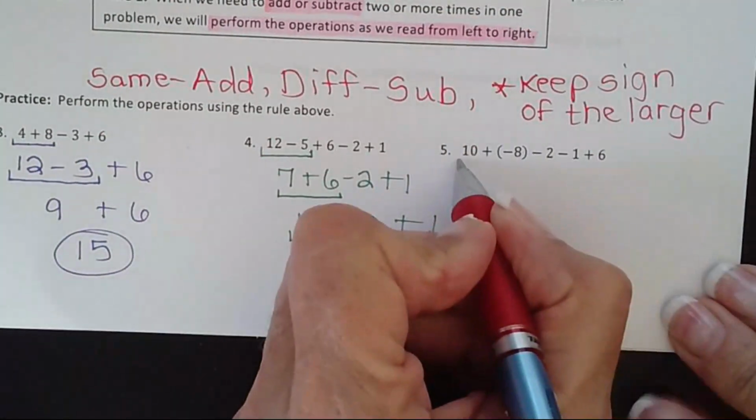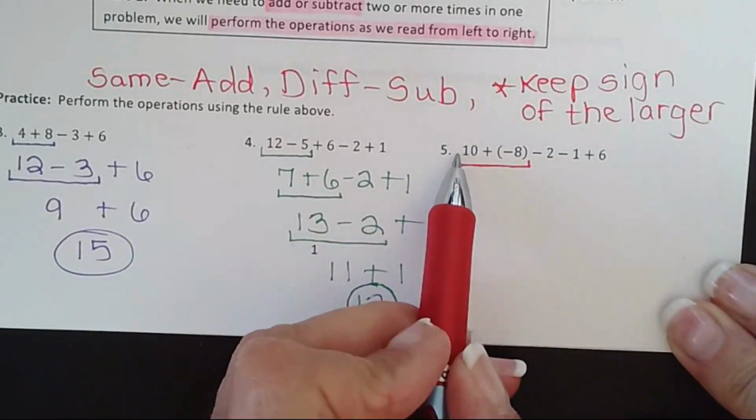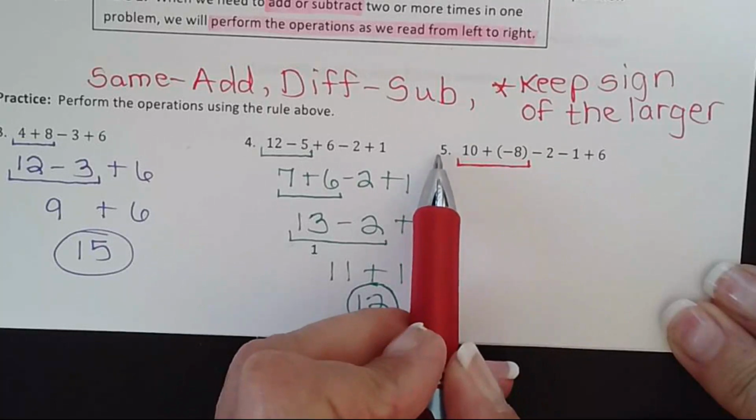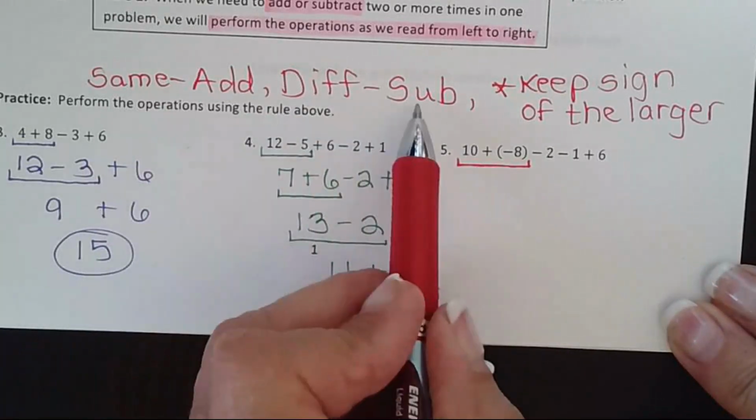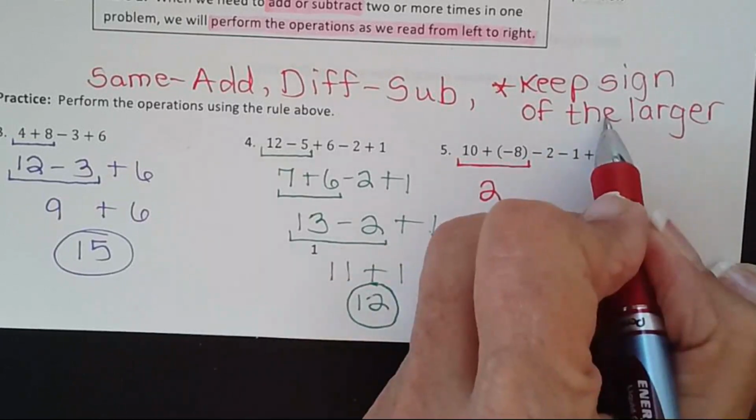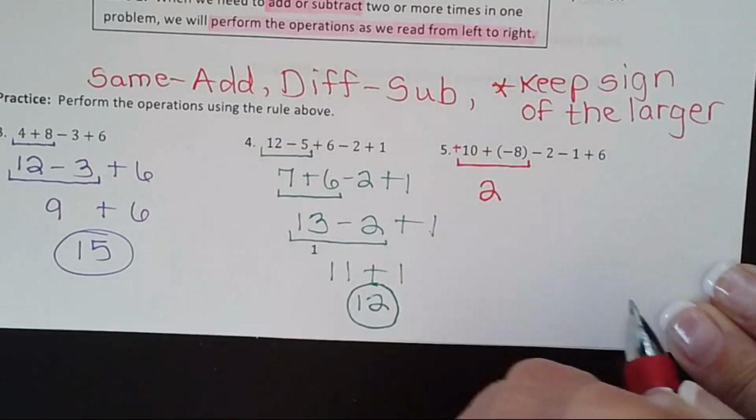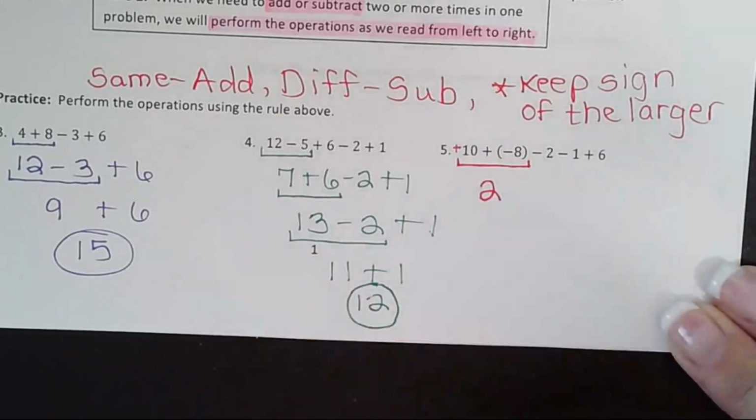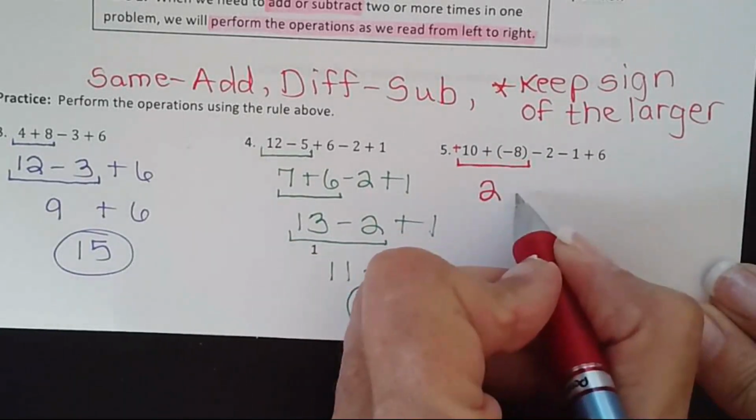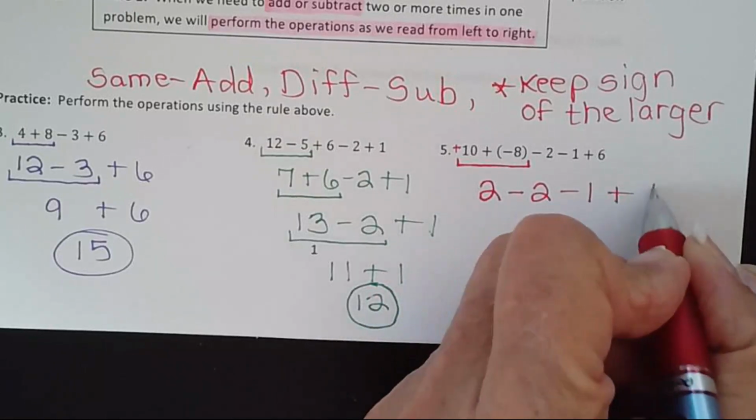Okay, so left to right, I hit this addition first. I see the signs are different. One's positive, one's negative. Different is subtract. 10 minus 8 is 2. Keep the sign of the larger. 10 doesn't have a sign, so that means it's positive, so keep that too. And then bring down the rest of the problem, minus 2, minus 1, plus 6.